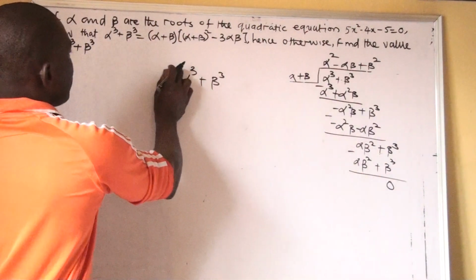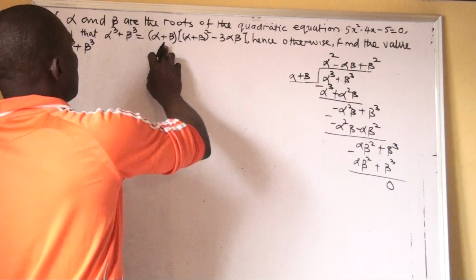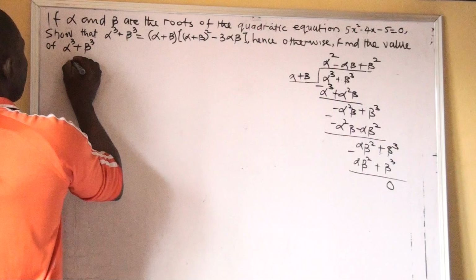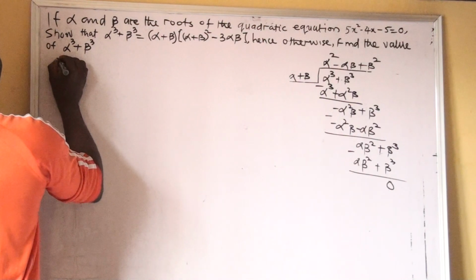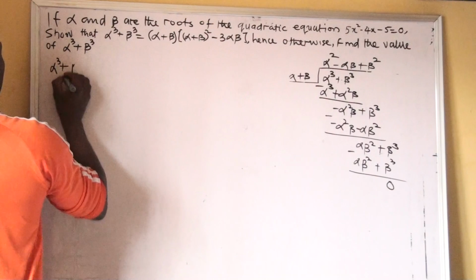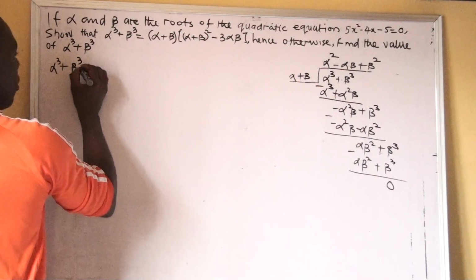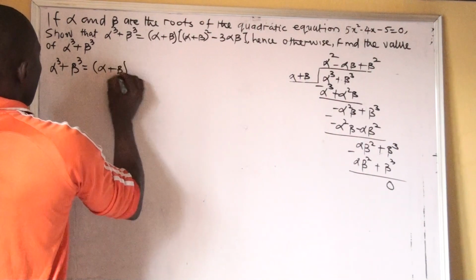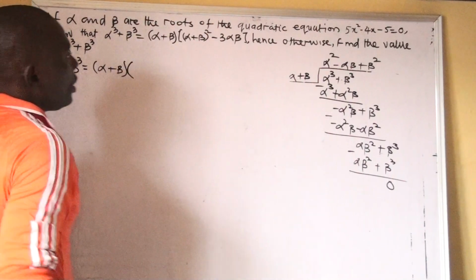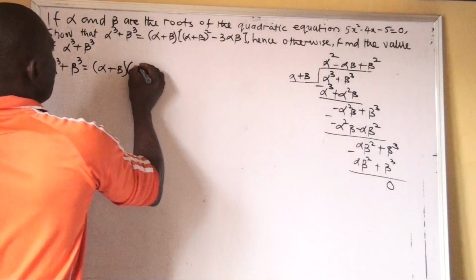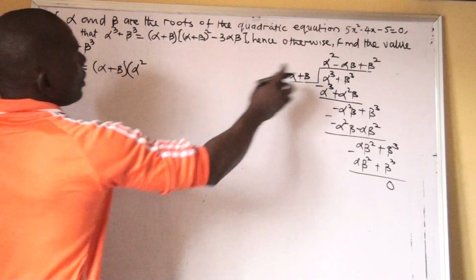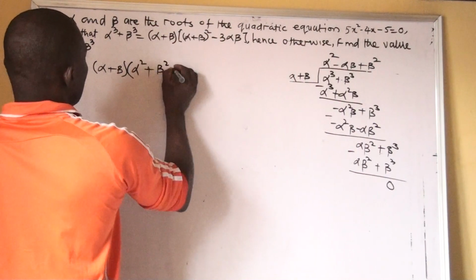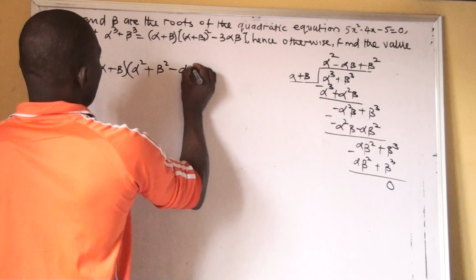So all we want to show is that alpha cube plus beta cube is this. Here we have alpha cube plus beta cube is equal to one of the factors, which is alpha plus beta, and the other factor, which is the whole of this quotient, is alpha square plus beta square minus alpha beta.